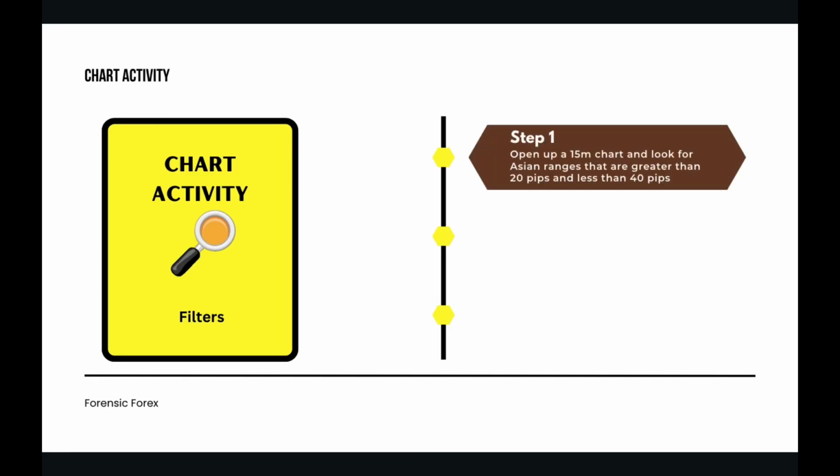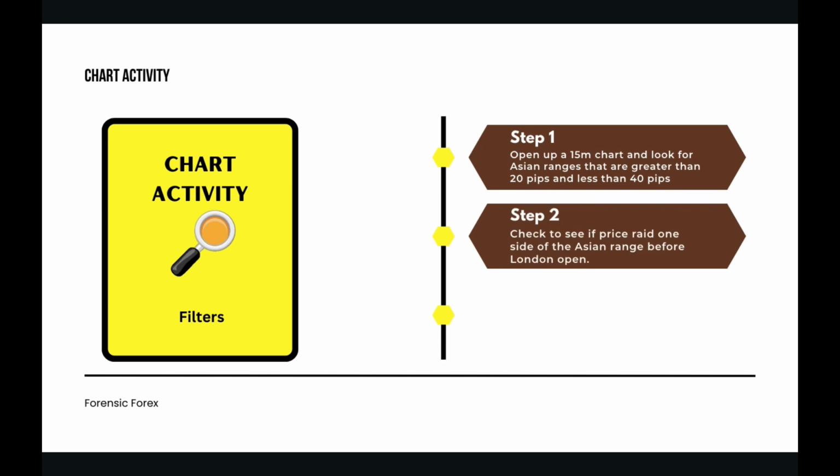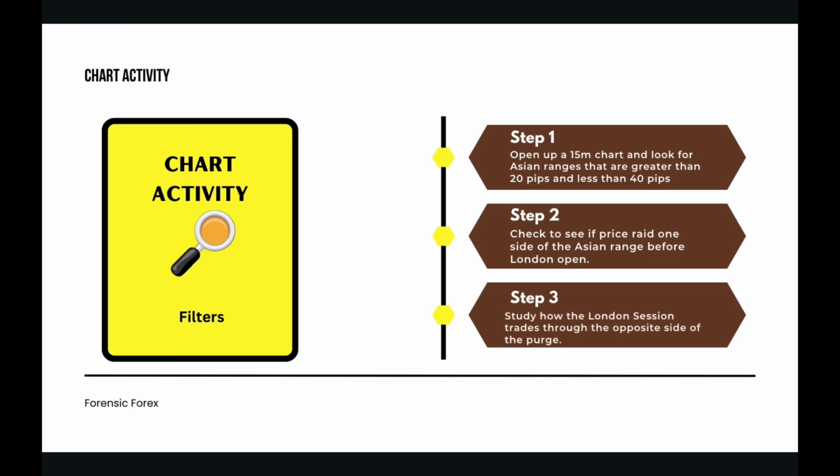For our chart activity, we're first going to open up a 15-minute chart and look for Asian ranges that are greater than 20 pips and less than 40 pips. Step 2, we're going to check to see if price raids one side of the Asian session range before London open. And step 3, we're going to study how the London session trades through the opposite side of the purge. So we're talking about when price purges the buy side and reverts back down to the sell side, or when price purges the sell side and reverts back to the buy side.